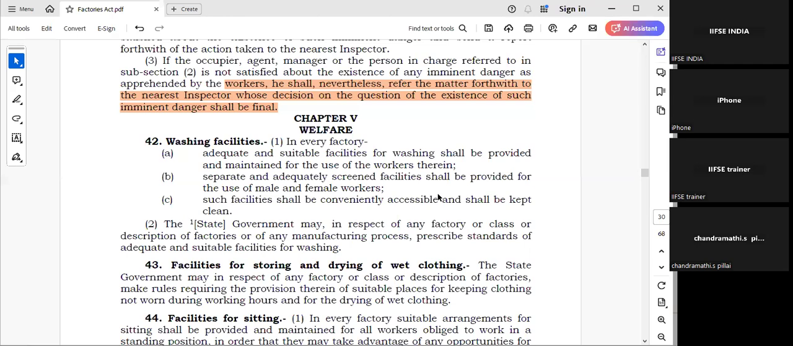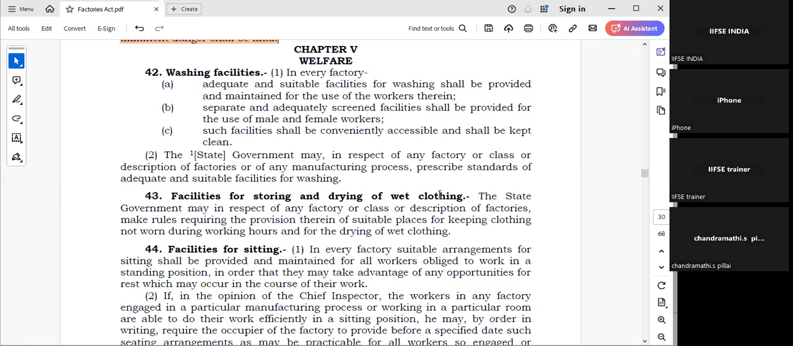The washing facility. So if you see in the welfare, we have washing facilities, facilities for storing and drying of wet clothing, facilities for sitting, first aid appliances, then canteen, shelters, restrooms and lunchrooms, creche, welfare officer, power to make rules to supplement.